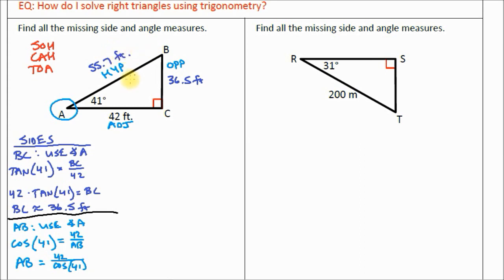55.7 feet. Now we can see, class, we've got all our side measures: 42, 36.5, 55.7. Let's go ahead and figure out our angles.